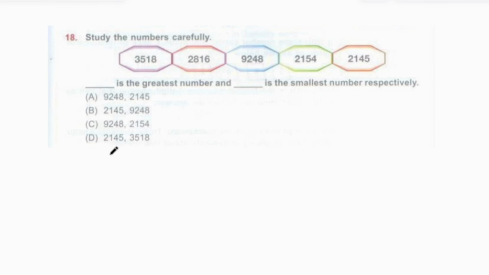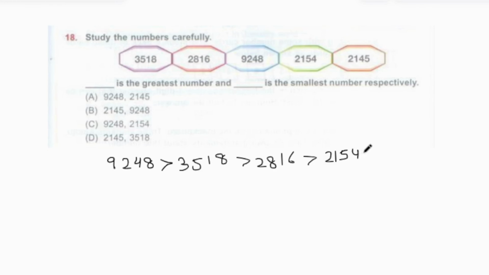A normal student would first write the numbers in descending order: 9248 is greater than 3518 is greater than 2816 is greater than 2154 is greater than 2145. But since you are a student at Sugar Maths, you have to find solutions in a much more elegant manner.